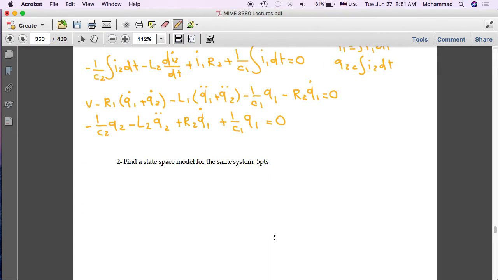when it comes to finding the state space model, one of the first steps to take is to define the state vector. So what is the state vector for this? What is x?